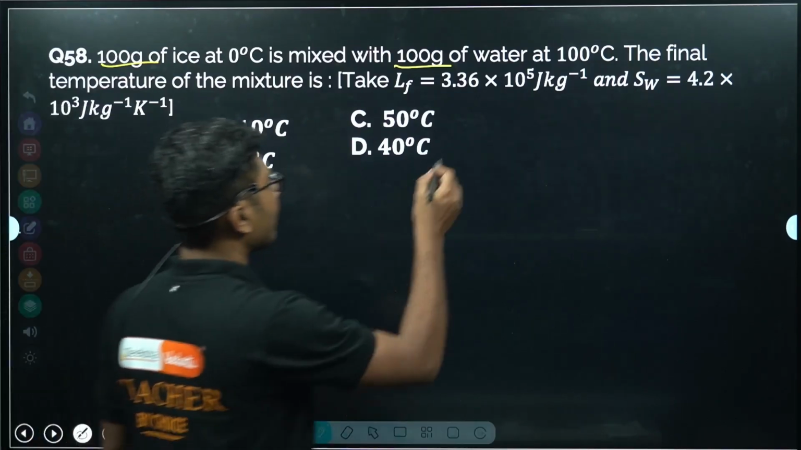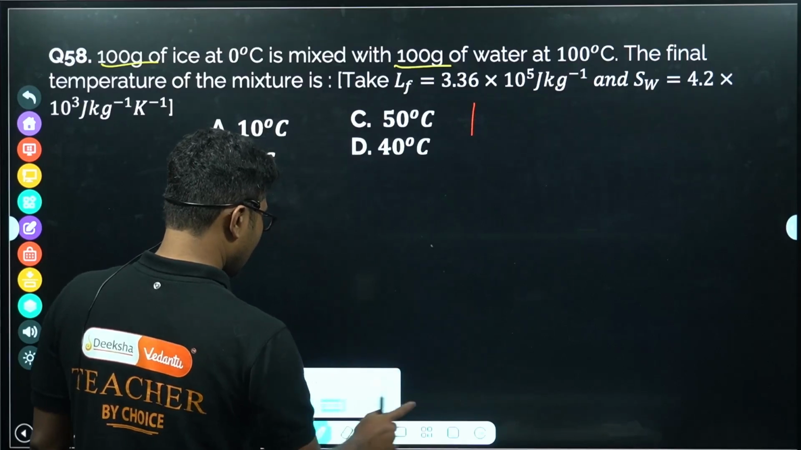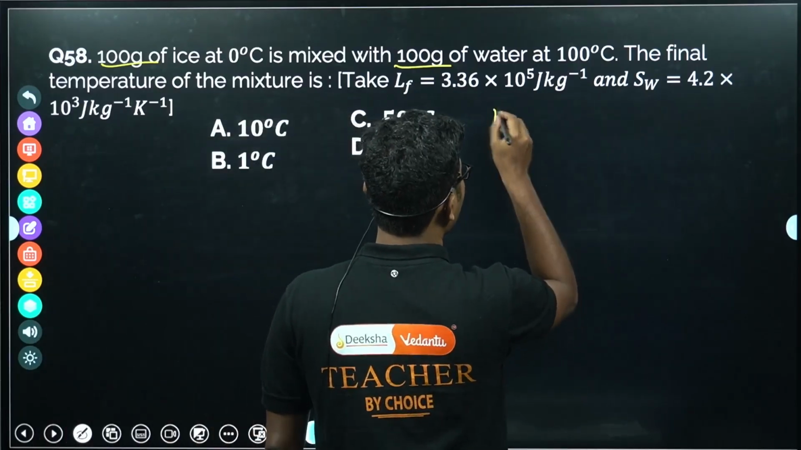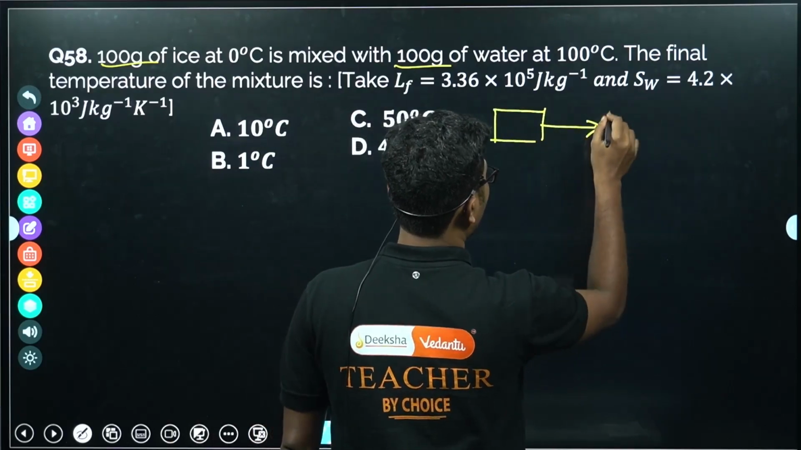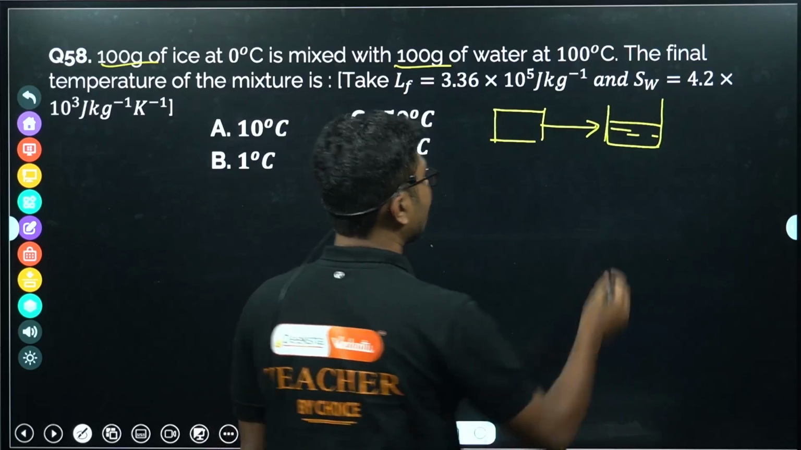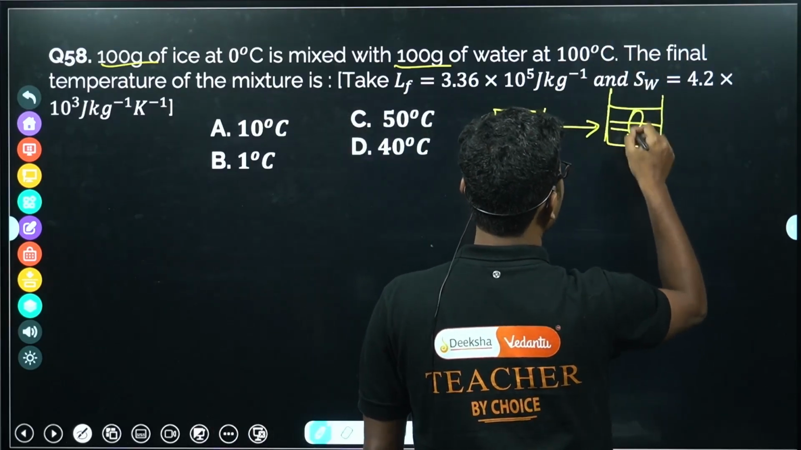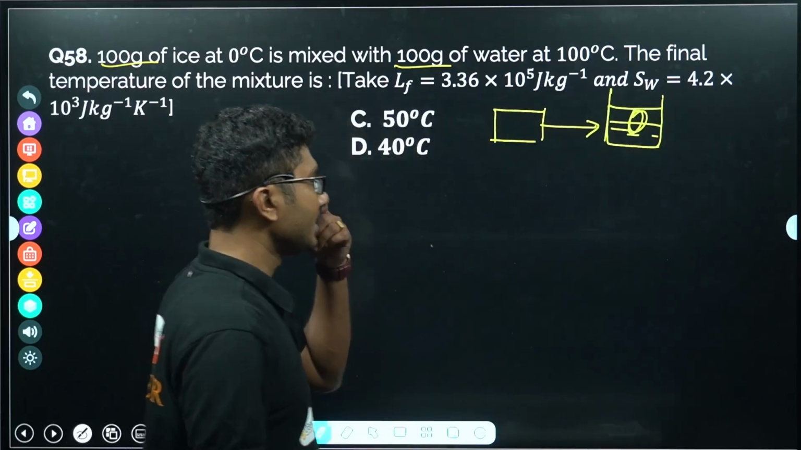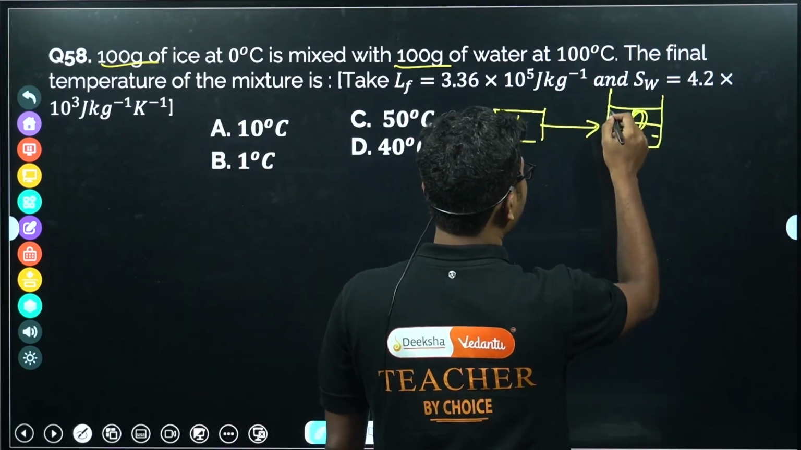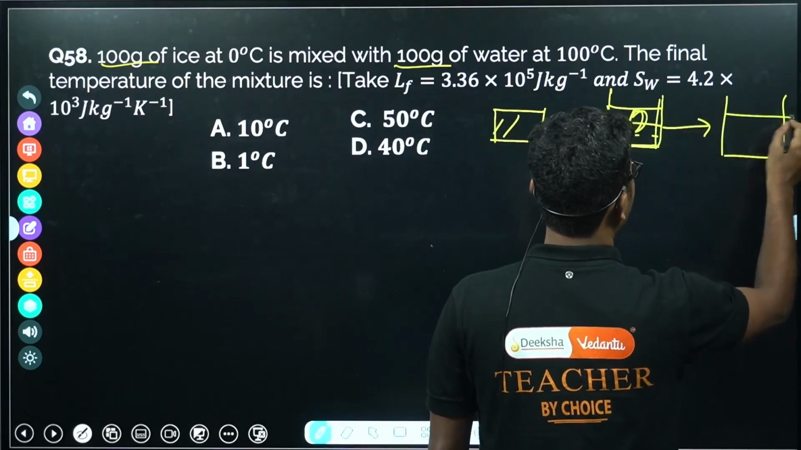So first, let us understand the process. The process will happen like this. First the ice will melt to form water. Then it will mix with the remaining water, and finally they will attain a final temperature. So this is the step. First the ice mixes with the water, then it will melt, and the mixture will attain a single final temperature.